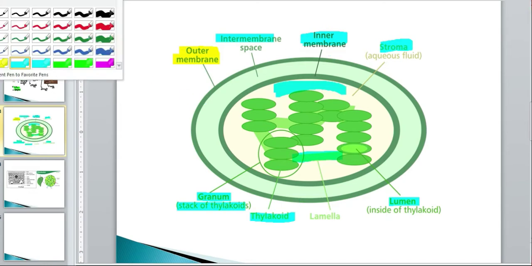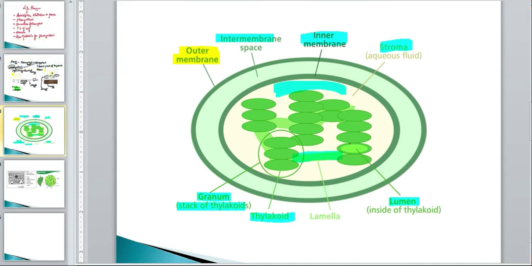In the chloroplast, the photosynthesis occurs in two phases. One is the light phase, and second is the dark phase. We are talking about the photosynthesis which occurs in the chloroplast. The light phase occurs in the thylakoid. And the dark phase occurs in the stroma region. Right? So these points we have to know.